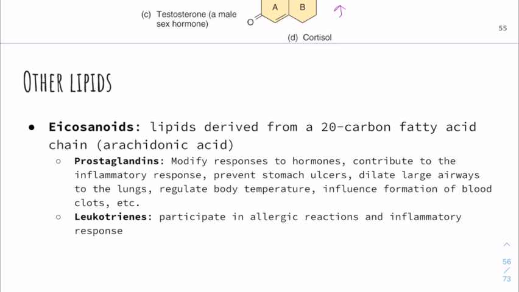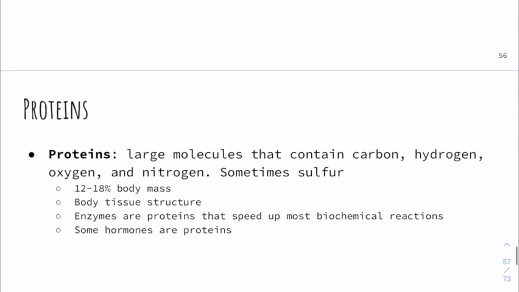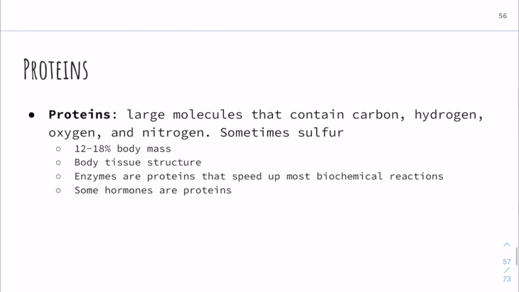Proteins are large molecules that have carbon, hydrogen, oxygen, and nitrogen, sometimes sulfur. Your body has about 12 to 18% proteins in your body mass. They help contribute to body tissue structure. There are also enzymes that are proteins. As we talked about with catalysts, enzymes speed up chemical reactions. Some of those proteins are used as enzymes to speed up chemical reactions. There are also hormones that are proteins used throughout the body.